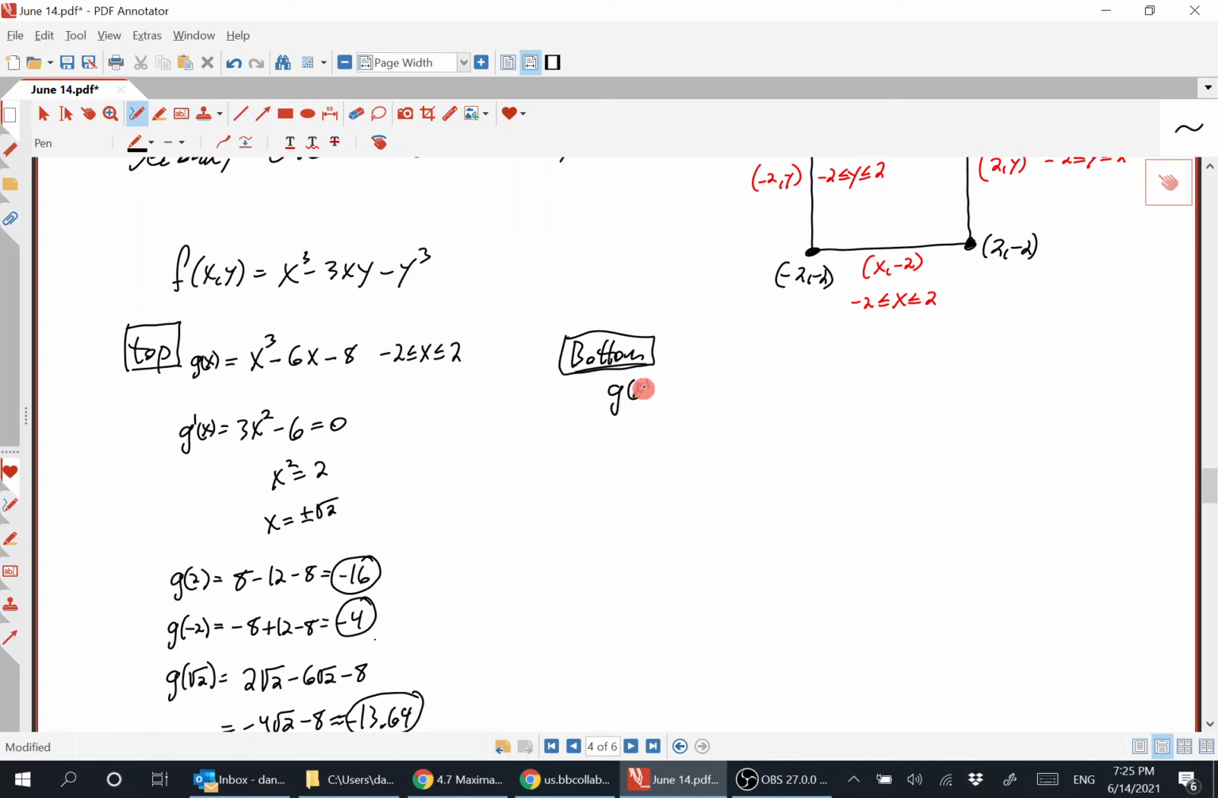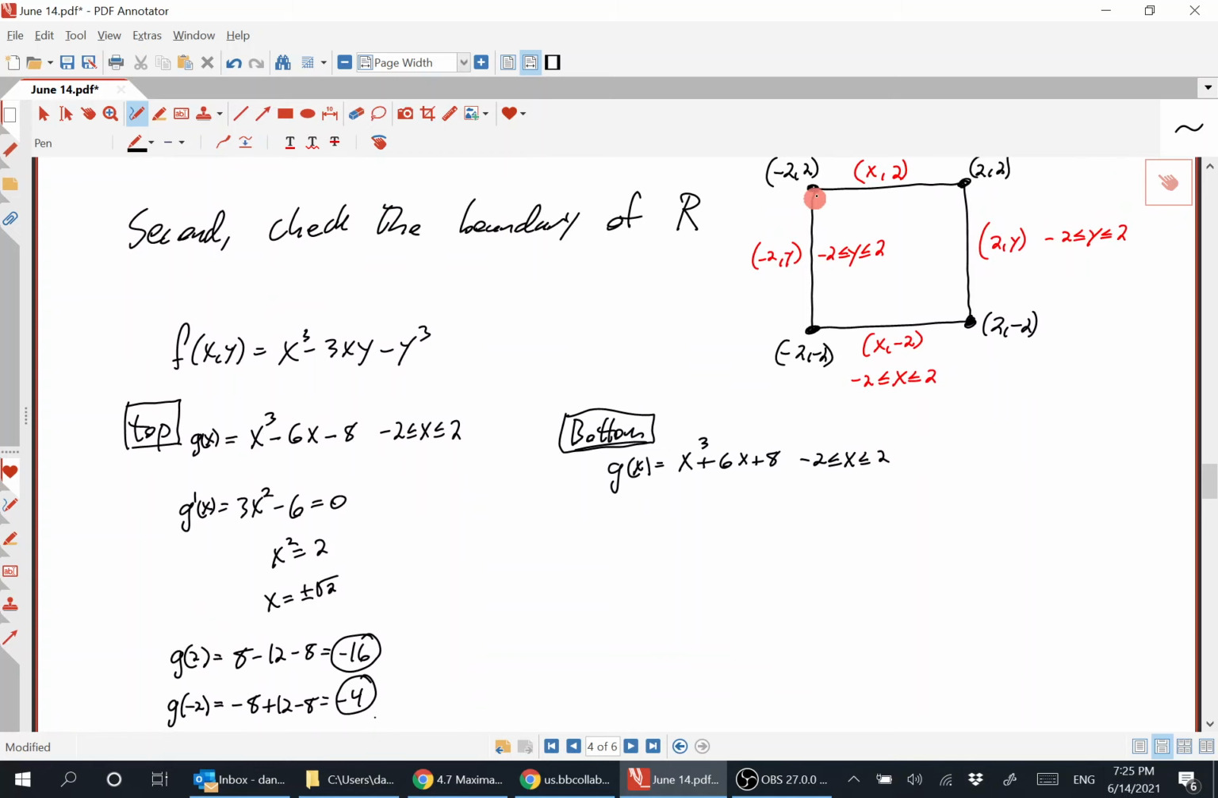this is g of x, and you're just plugging in y equal to negative 2. So that's going to be x to the third plus 6x plus 8. Again, minus 2 less than or equal to x less than or equal to 2. By the way, when we check the top and the bottom, we check the corners as well. We checked this corner, this corner, this corner, and this corner, so we don't have to check them again.